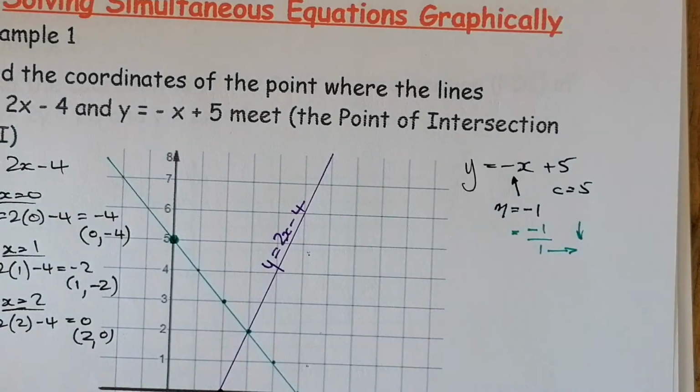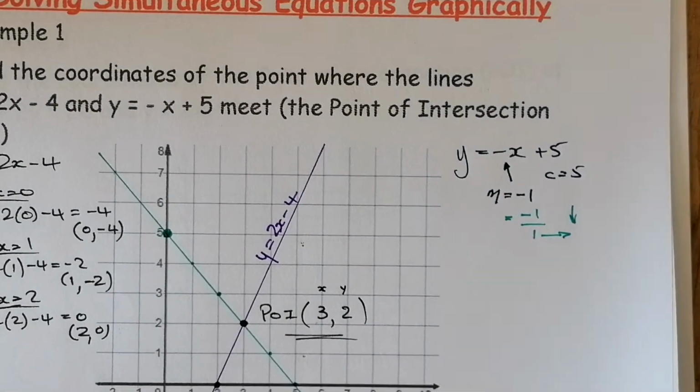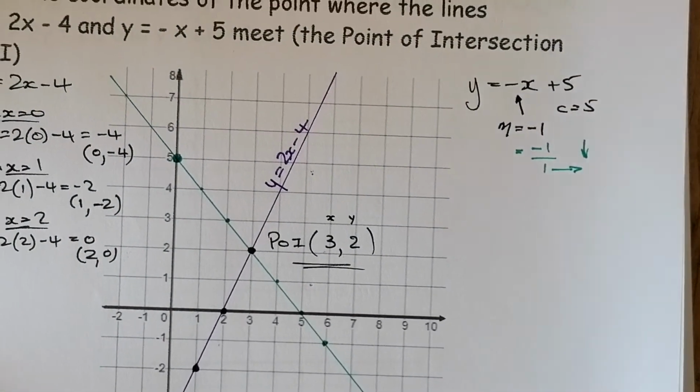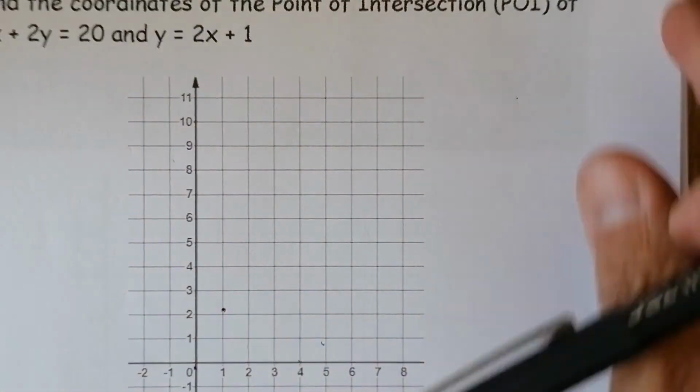Okay, so my point of intersection is this point here. POI is 3 along the way, that's for my x coordinate, and it's going to be 2 up for my y coordinate. So there's the point of intersection, and that's all I'm trying to do with this work. I'm just trying to find out where these lines cross over. Okay, let's try another one.